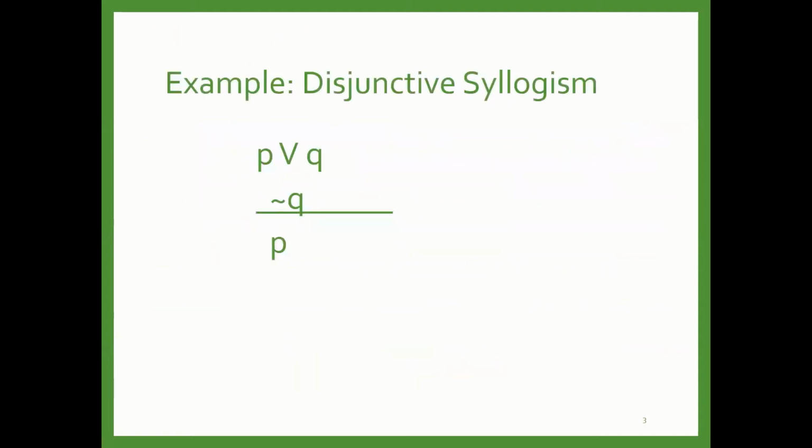Here's the first example, a disjunctive syllogism. Let's say P is the statement "the plant has sunlight," and Q is the statement "the plant has indirect light." The argument: it either has sunlight or indirect light. It does not have indirect light, therefore it has sunlight. Sounds like a reasonable argument. Let's put it to the test with a truth table.